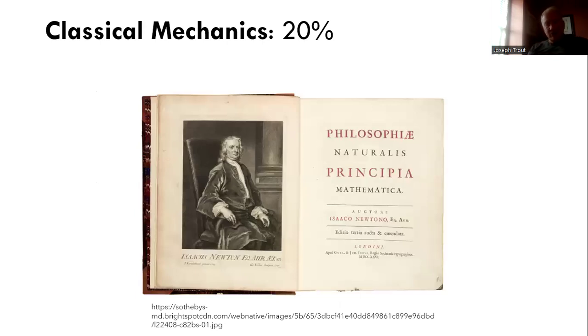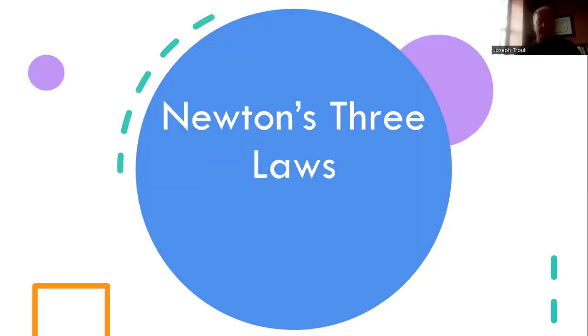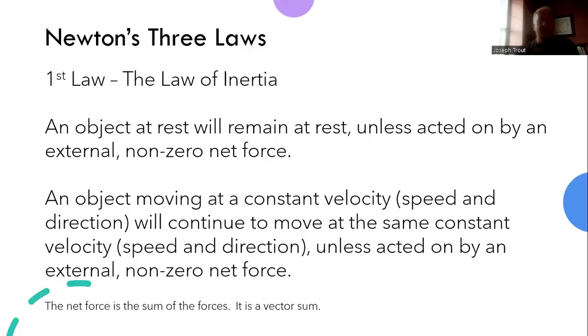Classical mechanics covers about 20%, don't forget. And mainly it covers the principles written down by Isaac Newton in the Principia, which is a book that he wrote. Newton had three laws. His first law was the law of inertia. This says an object at rest will remain at rest unless acted on by an external non-zero force. What that means is something sitting there has forces on it that sum to zero.